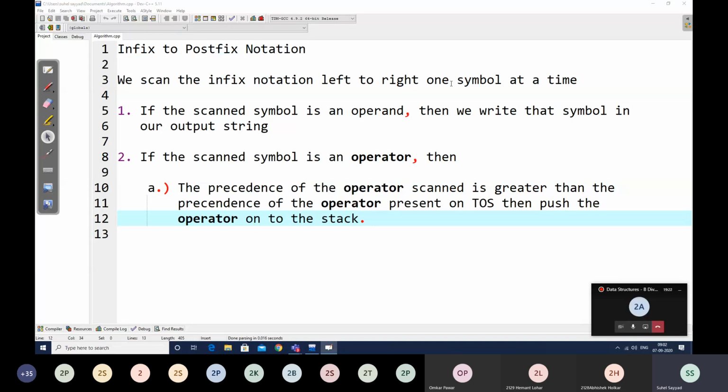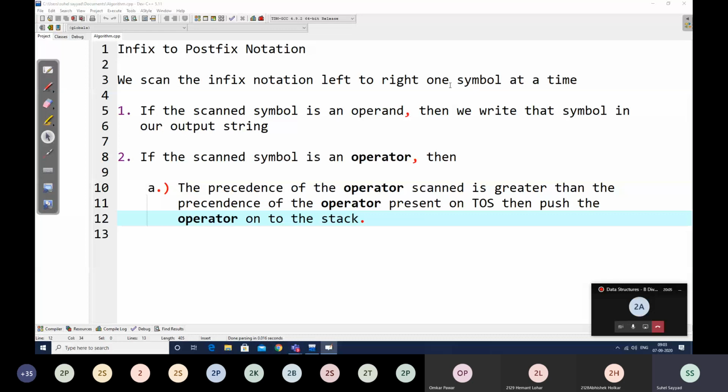The other possibility is that the scanned symbol is an operator. This operator is going to deal with the stack. It is going to do some push and pop operations before it enters the output string. Finally, everything is going to come into the output string, but operators directly will not. These operators will be doing some operation with your stack. How will they do this? There will be some rules for doing it.